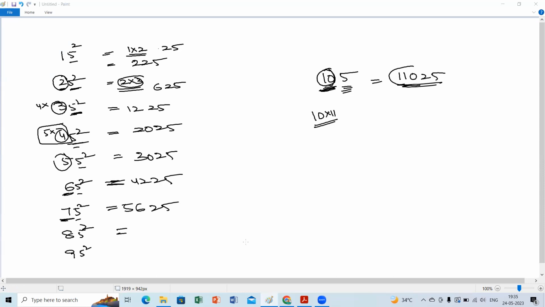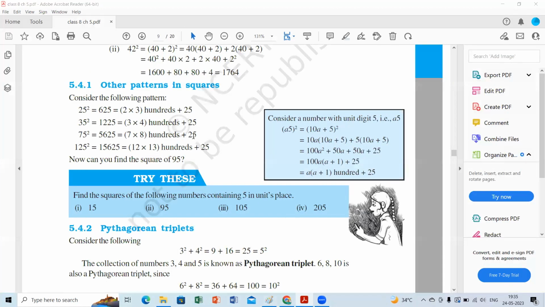Ma'am, answer forwarded. Very good. I got an answer from Harish. Pranav, which bit did you give? Pranav? I went away for some time. What question are you asking? I'm asking about the question here. The question is 95 square and 205 square.